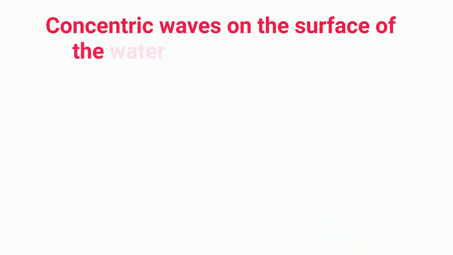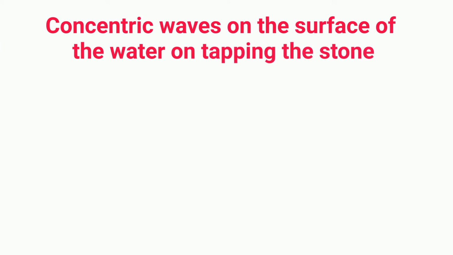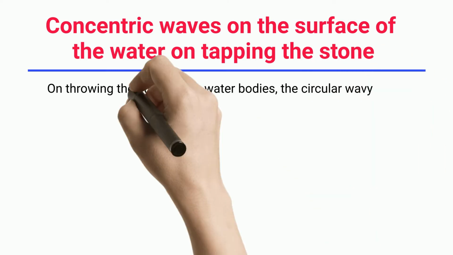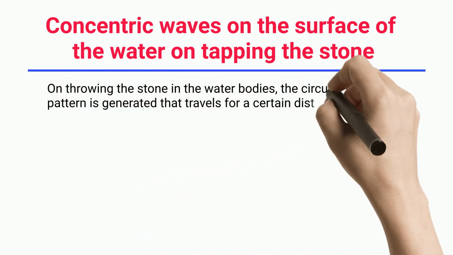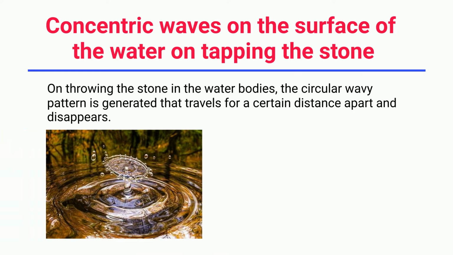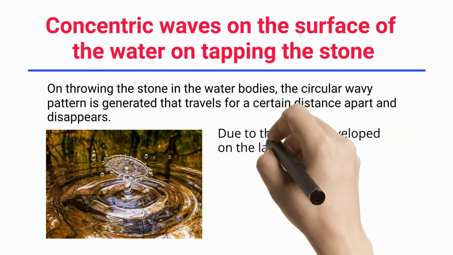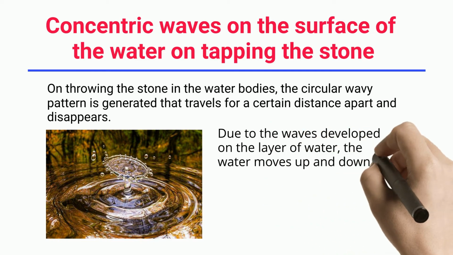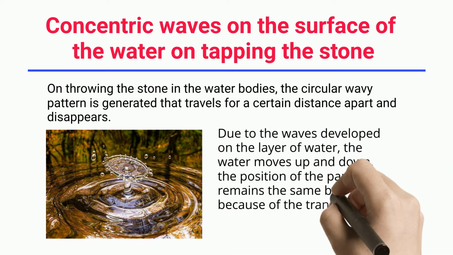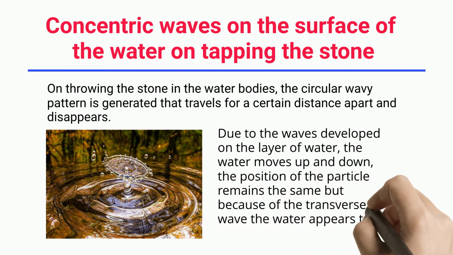Concentric waves on the surface of the water on tapping with a stone. On throwing a stone in the water bodies, a circular wavy pattern is generated that travels for a certain distance and disappears. Due to the waves developed on the layer of water, the water moves up and down. The position of the particle remains the same, but because of the transverse wave the water appears to be in motion. Well, it is not so.